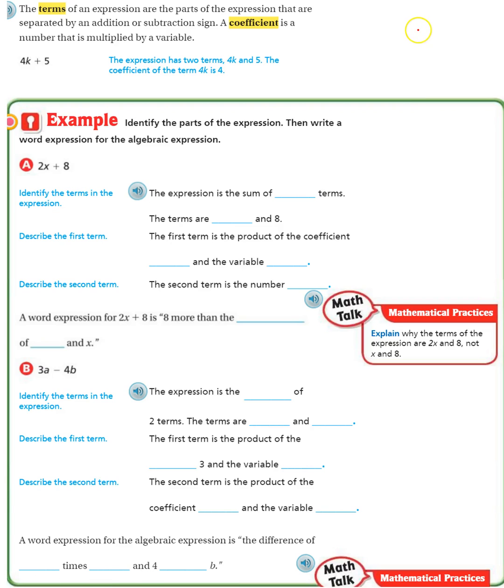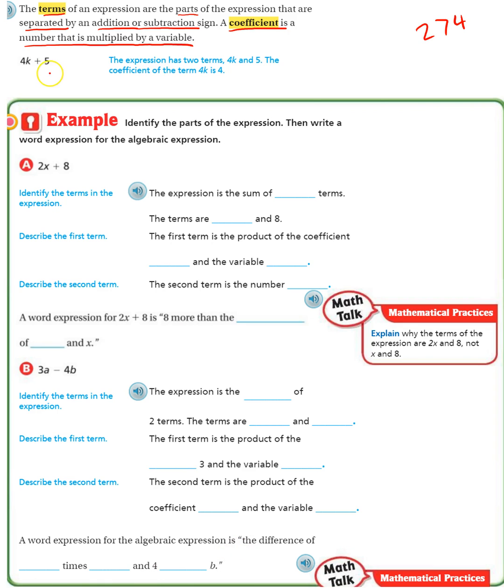Okay, now I'm on page 274 of the Go Math textbook. Again, let's start right at the top. The terms of an expression are the parts of the expression that are separated by addition or subtraction signs. A coefficient is the number that is multiplied by a variable.